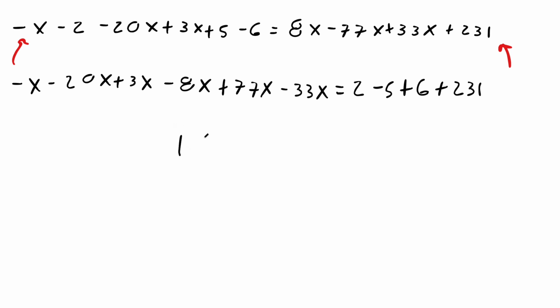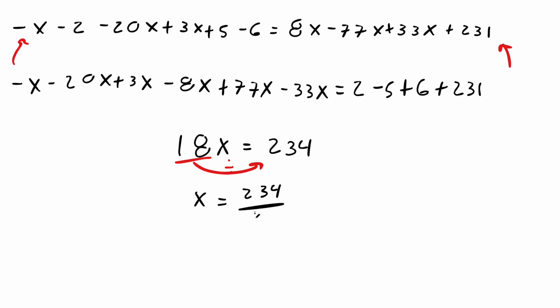Doing the whole operation, we get 18x is equal to 234. The 18 is multiplying, so it has to pass to the other side to divide, and so x will be equal to 234 over 18. Now, let's apply the halves. So half of 18 would be 9. Half of 234 will be 117.